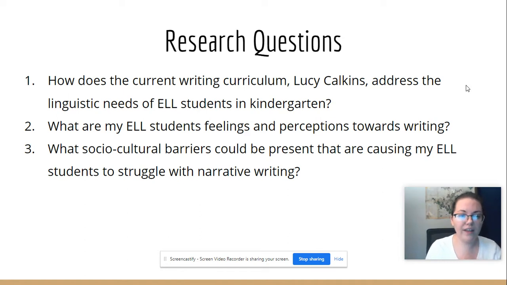Number 3, what sociocultural barriers could be present that are causing my ELL students to struggle with narrative writing? I know that there are sociocultural barriers present. I'm just not exactly sure what they are and where they are and what gaps we're having in this narrative writing unit in kindergarten and first grade too. Kind of goes on into first grade. I'm not sure about upper grades because I haven't worked with them as much, but I'm sure this could be helpful for ELL students in higher grades as well.